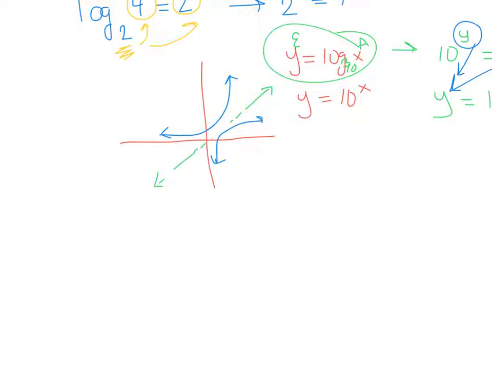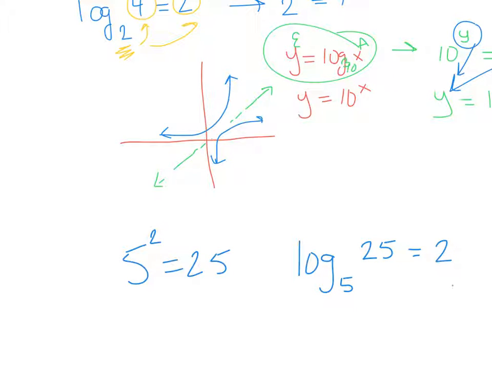So for example, let's take an easy one, 5 squared equals 25. You could rewrite that as log base 5 of 25 is equal to 2, because the exponent that gets me the answer of 25 with a base of 5 is 2. Log just means exponent.